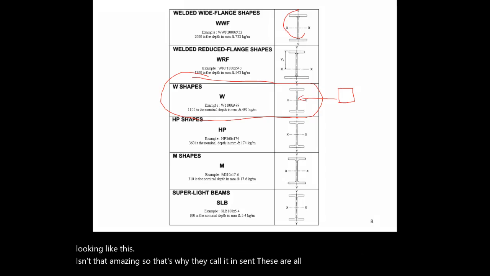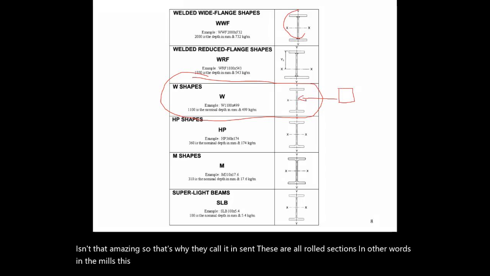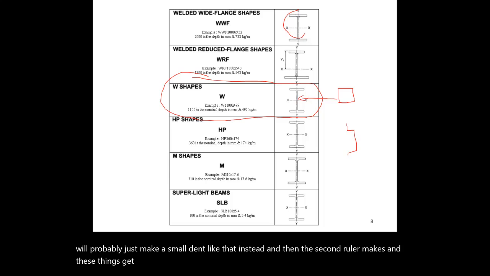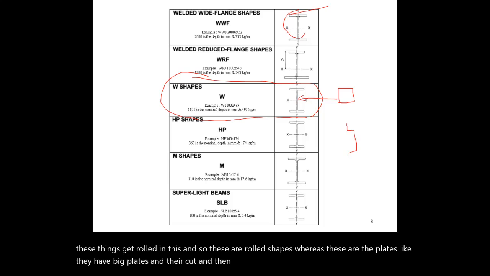In other words, in the mills, the steel goes down a series of rollers. The first roller will probably just make a small dent, and then the second roller shapes it further, and these things get rolled, you understand? So these are rolled shapes, whereas these are plates: they have big plates that are cut and then welded at the top and the bottom, okay?